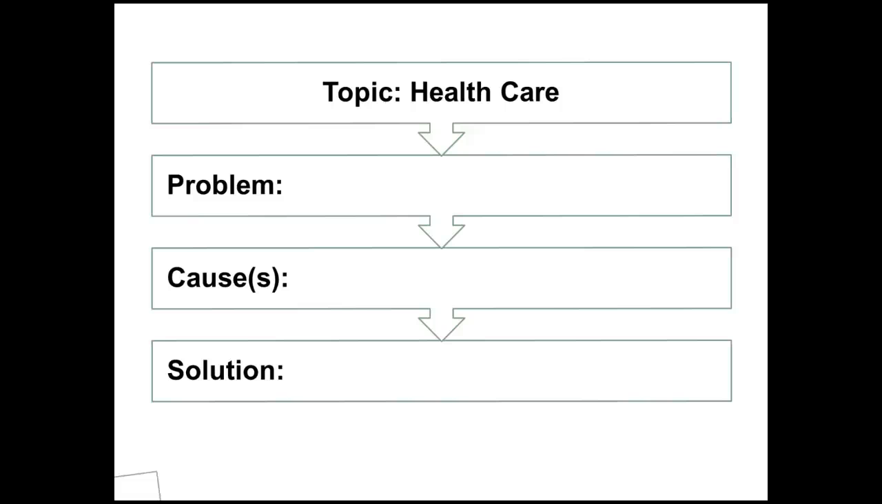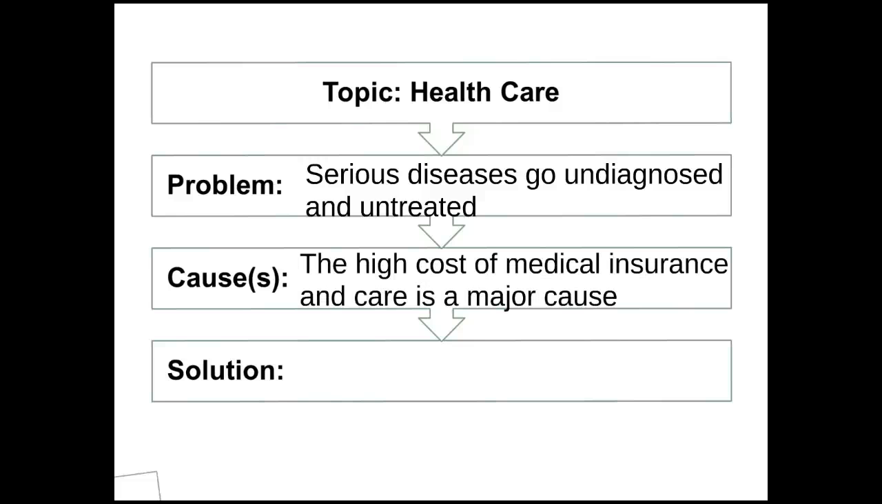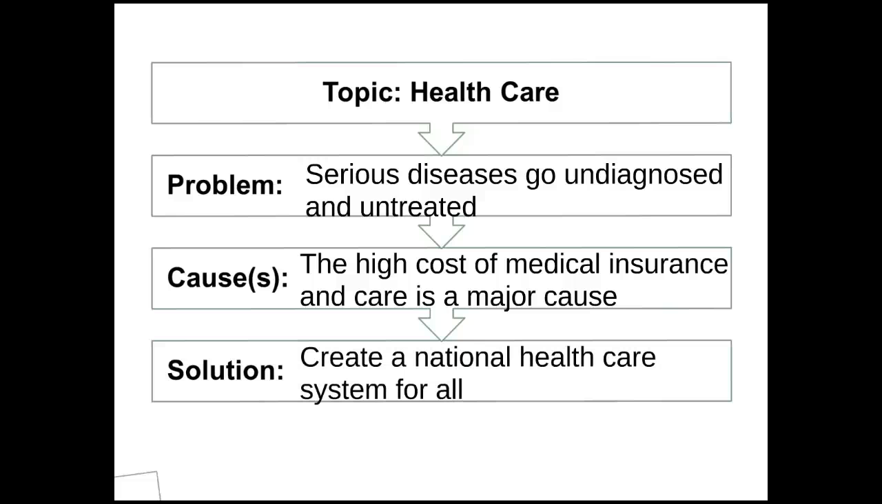If you were doing the topic of healthcare, right, your problem, you would first start with saying, we have serious diseases that go undiagnosed and untreated. Well, why? Well, there's a lot of costs involved with medical insurance and medical care in general. It's extremely expensive. So, what's the solution? Create a national healthcare system for all, and of course, then they'd have to prove the effectiveness.